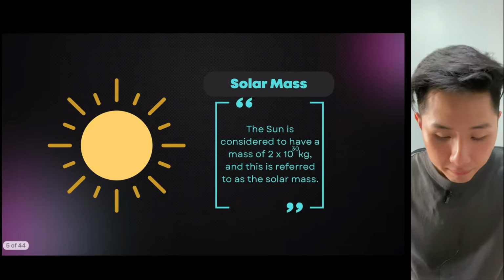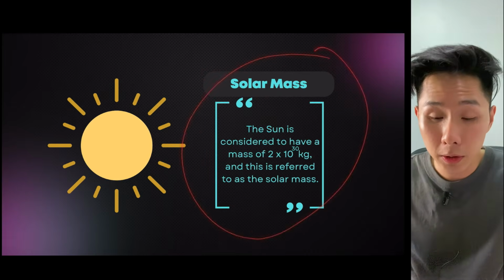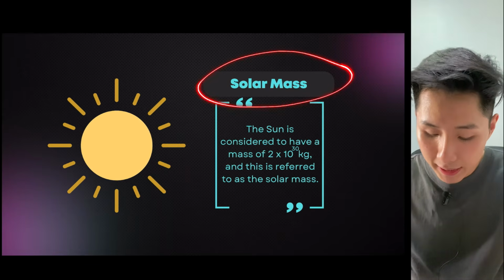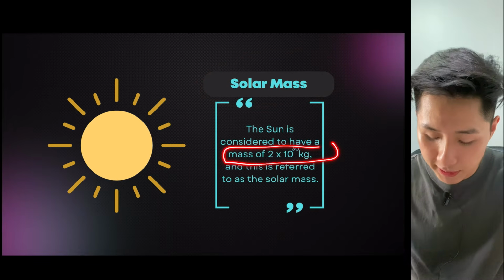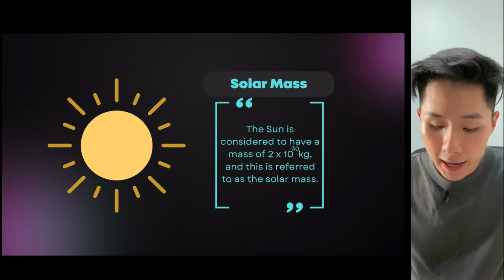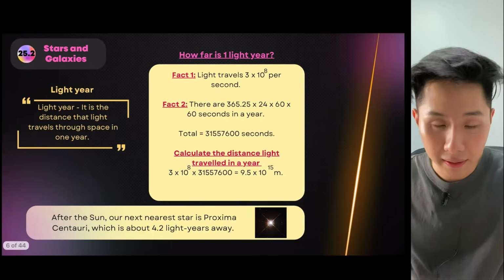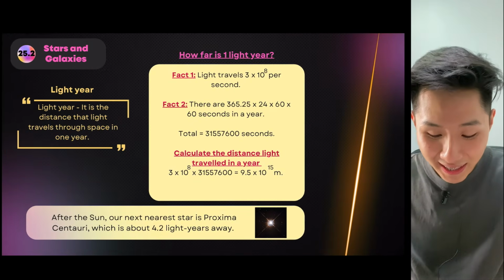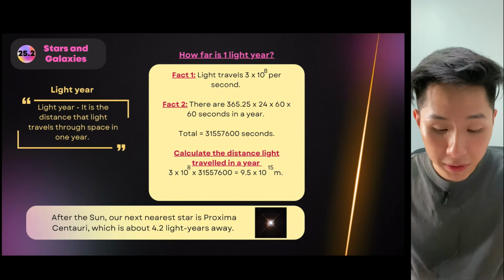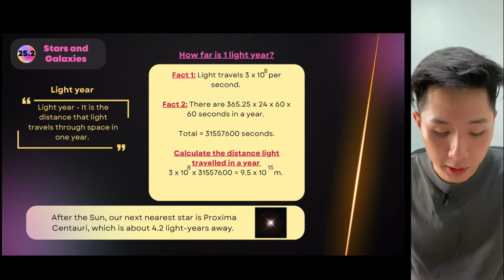And the other term to describe the sun is called the solar mass. So this is the mass of the sun, 2 times 10 to the power 30 kilograms. And this mass is called the solar mass, just to make the scientist's life easy. Great, let's look into some more terms before we look into how a star is born.